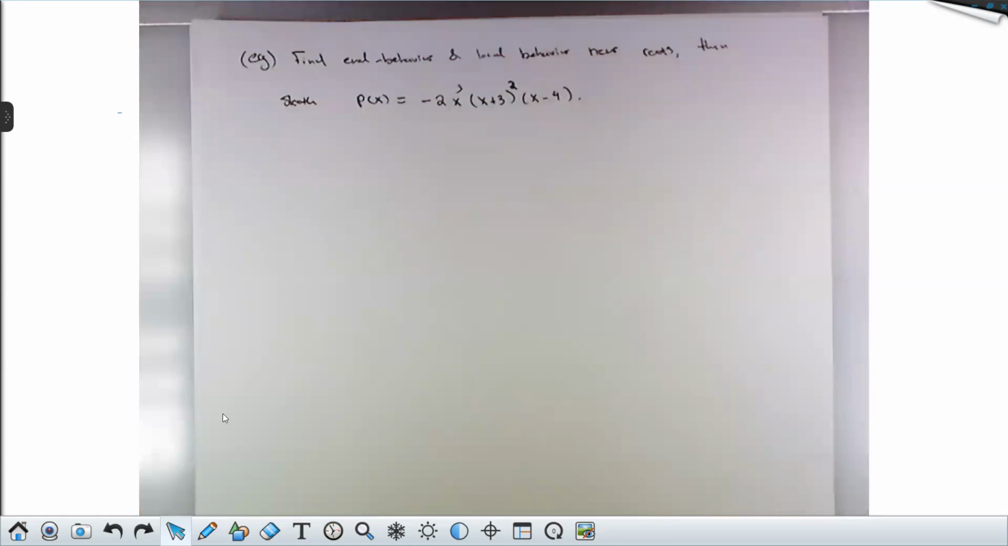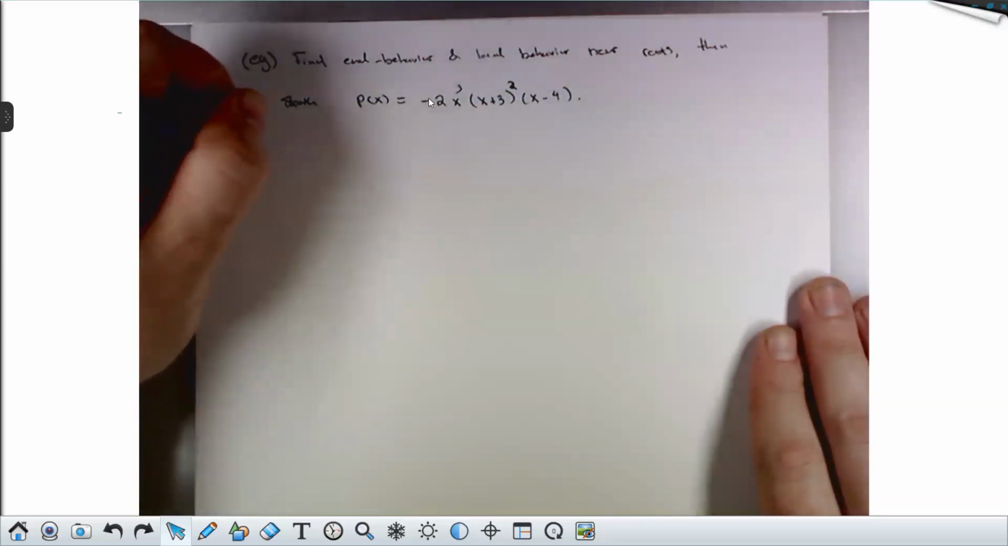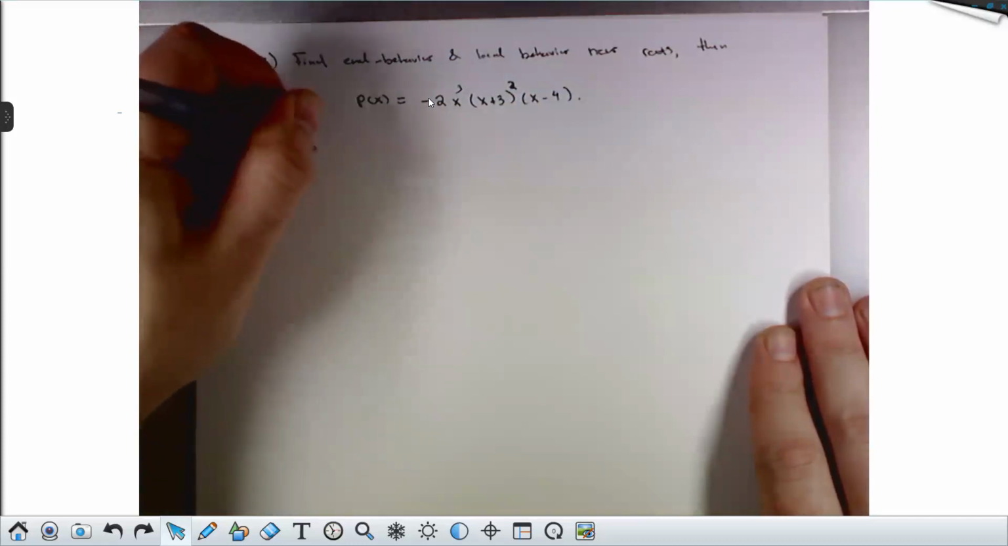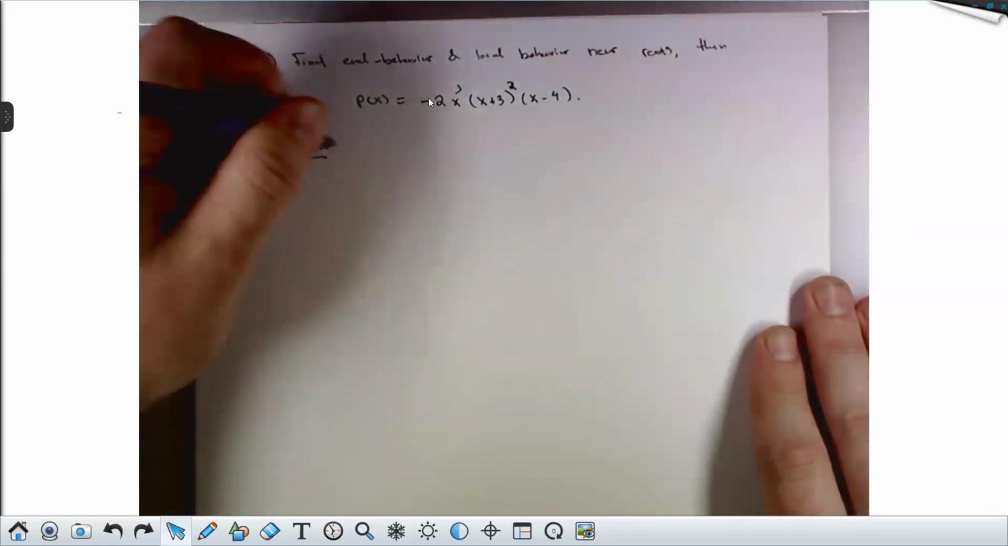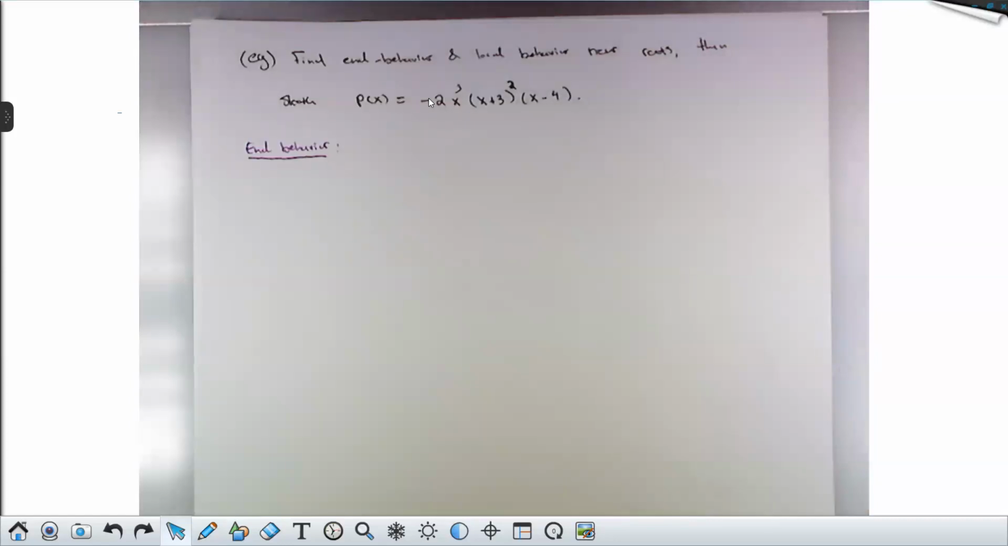So this polynomial is in factored form, right? This is fully factored. This is not in that a_n x to the n plus a_(n-1) x to the n minus 1 and so on form. The factored form is nice because it tells us the roots and the local behavior, but it makes it a little bit harder to see the end behavior. Let's get that out of the way first. So I need to know what is the lead coefficient and what is the degree.